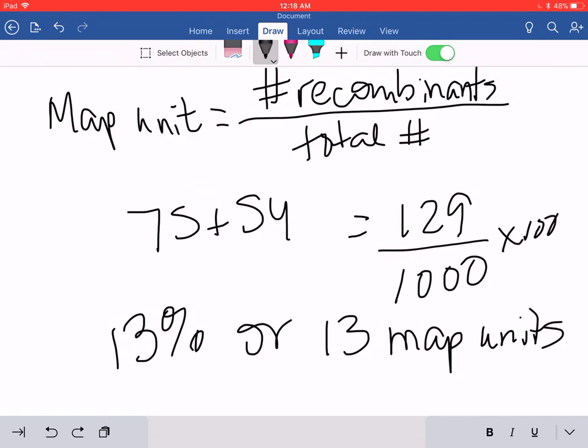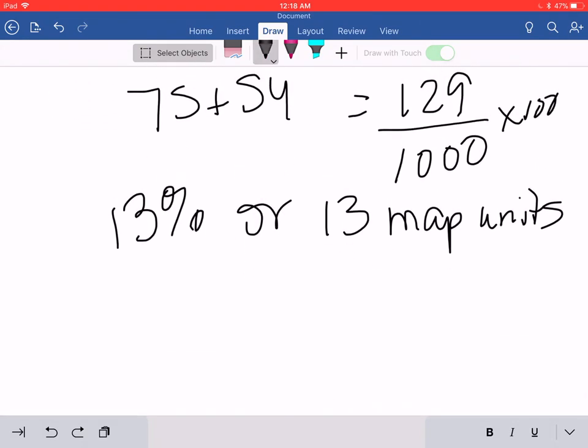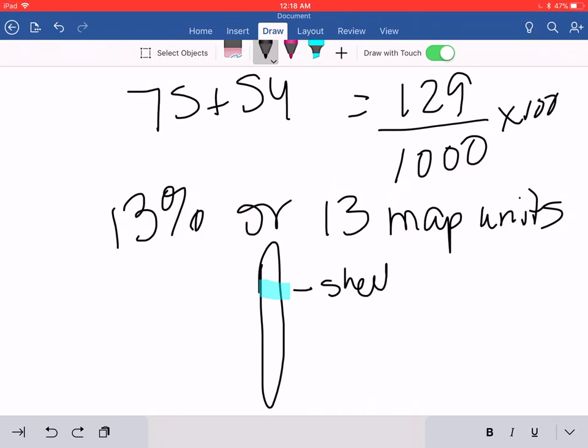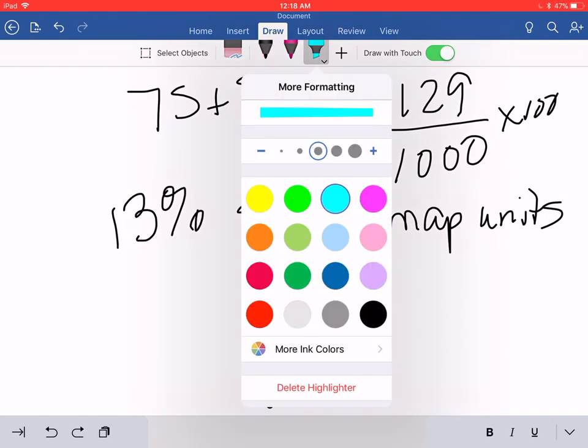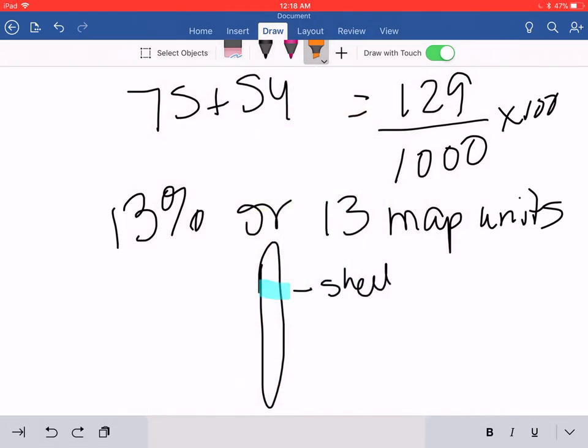All right, and so we can draw our little chromosome down here, and we can say that in this one section, it's going to have the shell gene, and in this other section, it's going to have the pattern gene, and those are going to be 13 map units away.